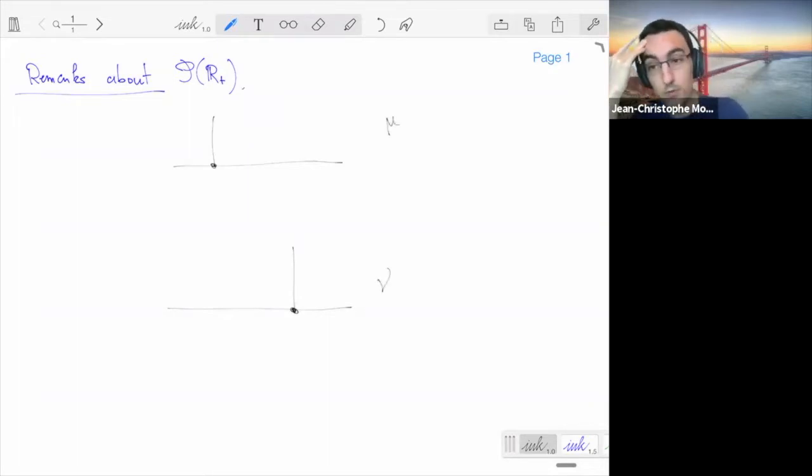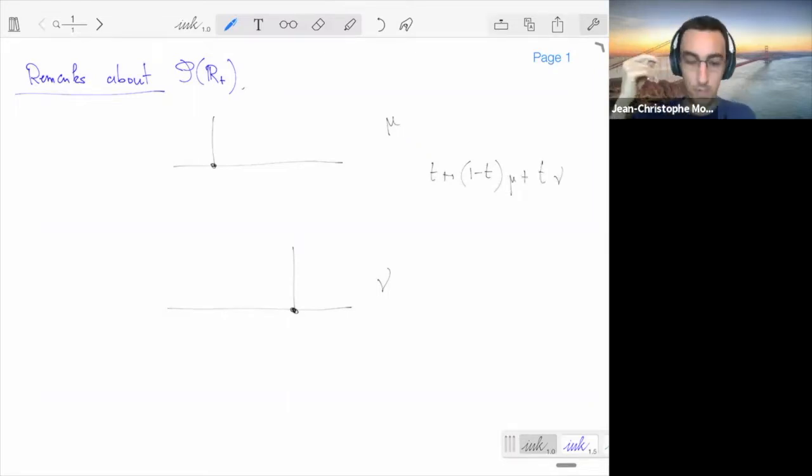So one easy way to move in a straight line between the two measures is to write, for t between 0 and 1, the function (1 minus t) mu plus t nu. And this leads to the intermediate picture, which is with two smaller Diracs. And then at the end of the trajectory, we end up here.